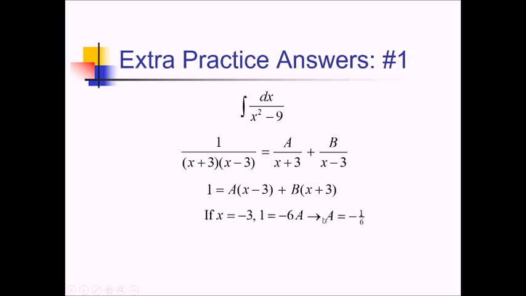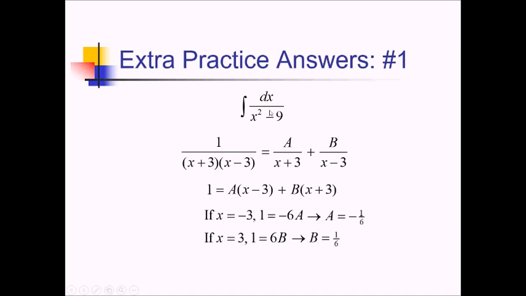Now I'm going to do the same thing to find the B value. This time I'm going to plug in 3 for x. That's going to get rid of the A term. So if x equals 3, I can write 1 equals, and this is going to be 6 times B. So that means B is really going to be 1/6.